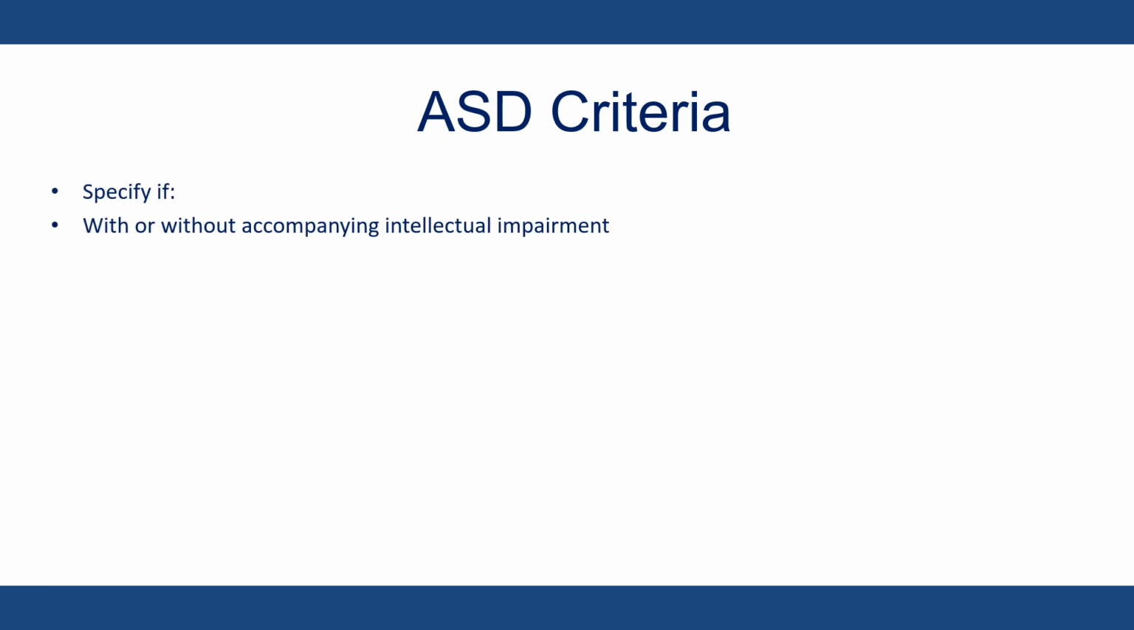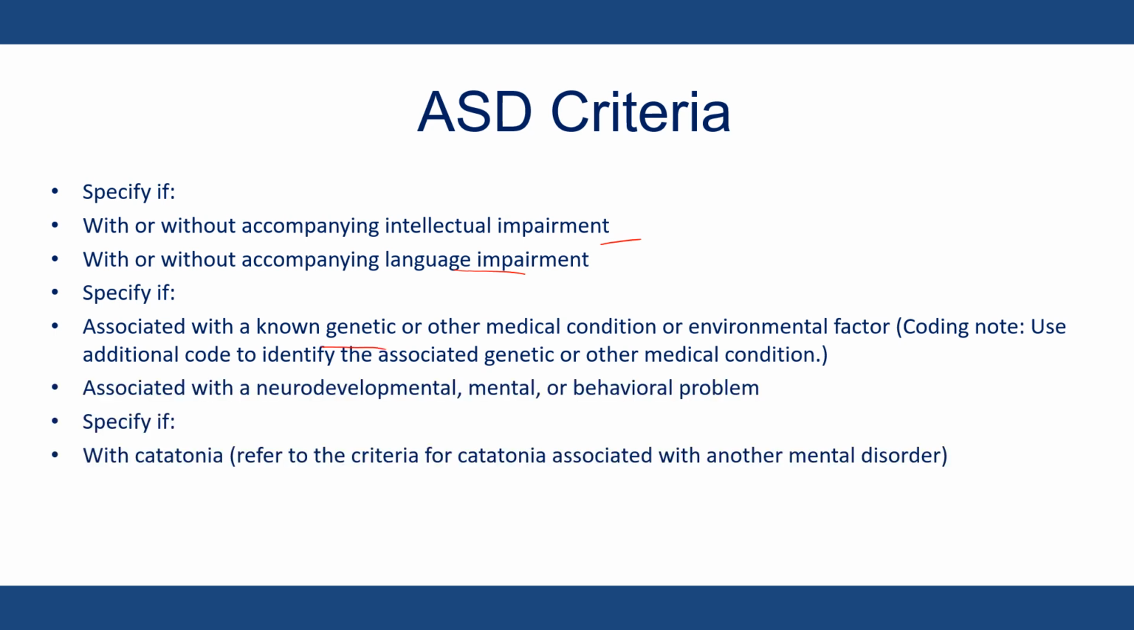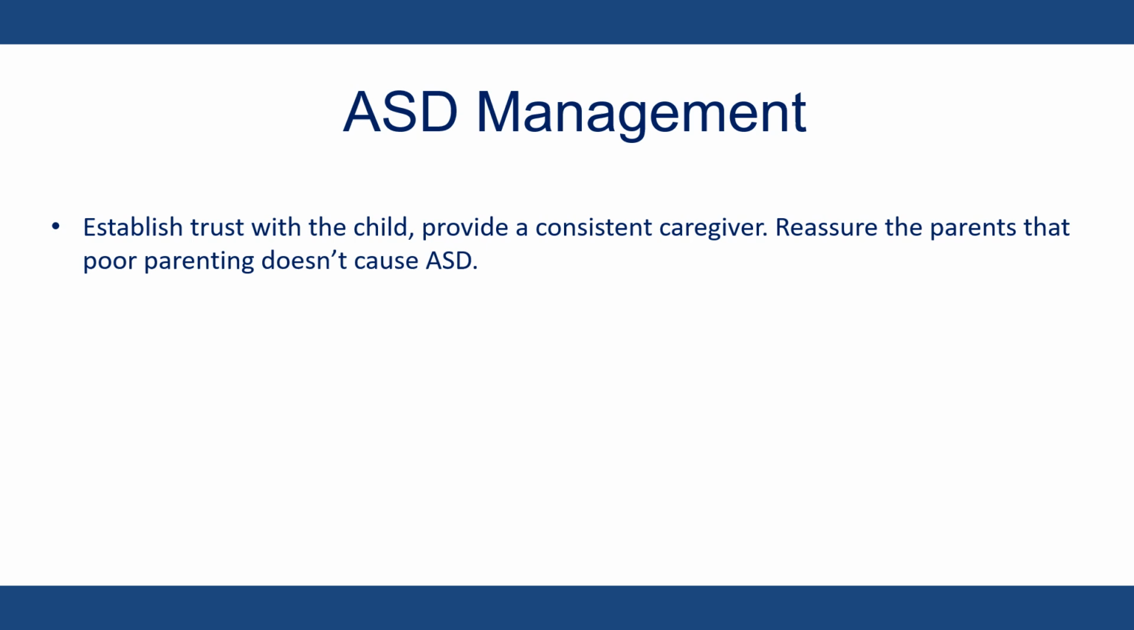And specify if ASD is with or without any intellectual impairment. Now we are really talking about severity and specification. Is it with or without a language impairment, so that they can get appropriate treatment. And then any associated genetic component that you are aware of needs to be documented. All right, okay. And also document if the client has catatonia or not.